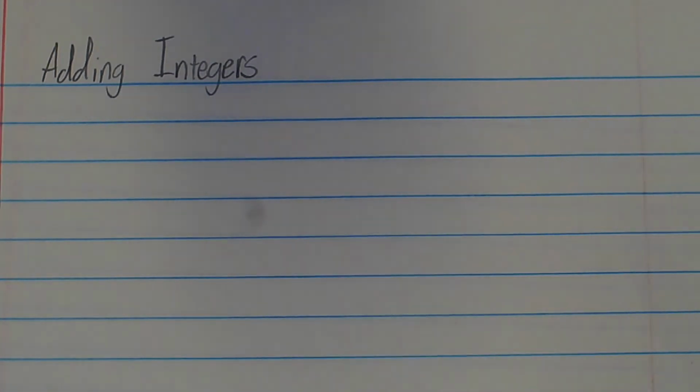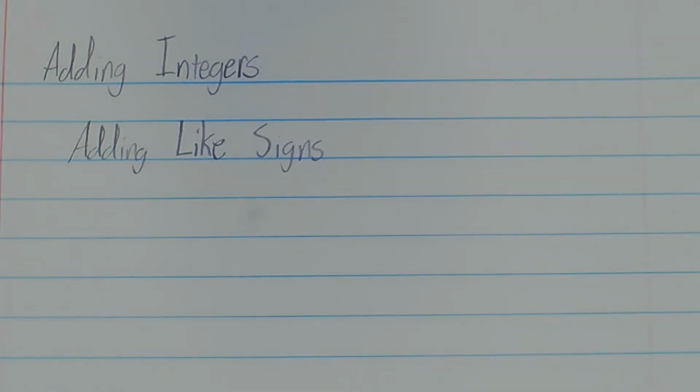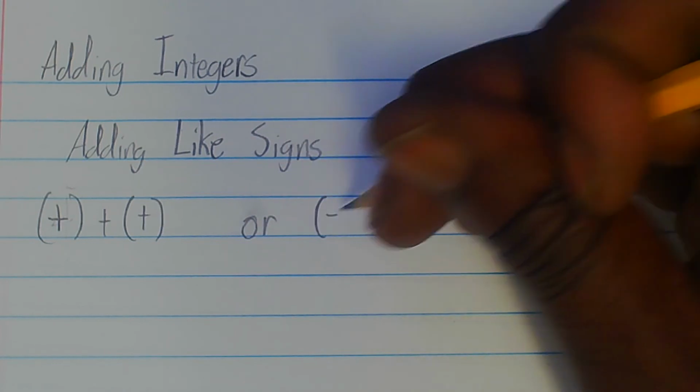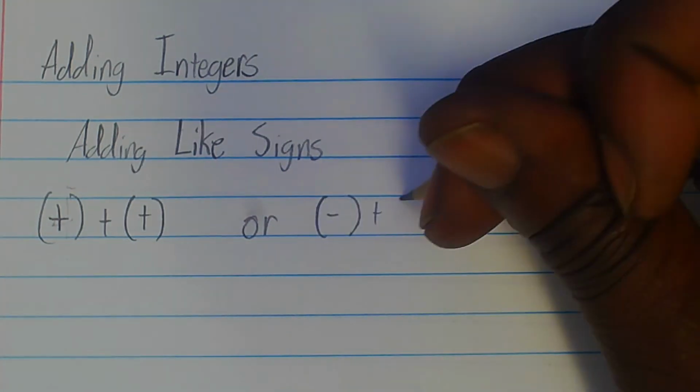Right, so we're going to begin with adding like signs. And that basically means we're either adding positive plus positive, or negative plus negative.